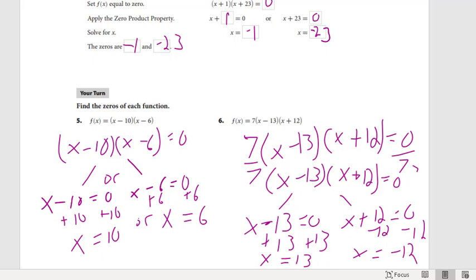One thing you'll notice, the zeros are the opposite of the number that's in parentheses. So if it's minus 10, the zero was positive 10. If it was plus 12, the zero was minus 12.